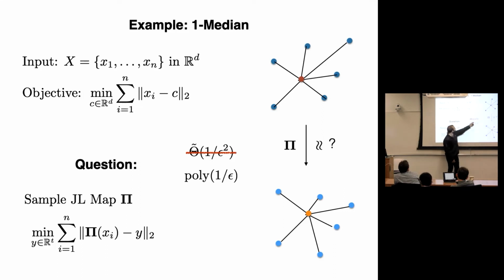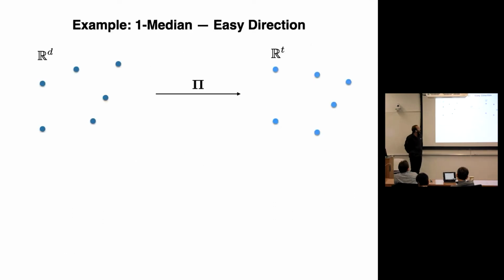Okay. And I promised that 1 over epsilon squared bound. Actually, it's going to be very easy to show a poly 1 over epsilon bound. That's what we're going to do. You can use the techniques in Makarychev-Makarychev-Razenshteyn to sharpen this poly 1 over epsilon to 1 over epsilon squared. Okay, good. So let's do it.